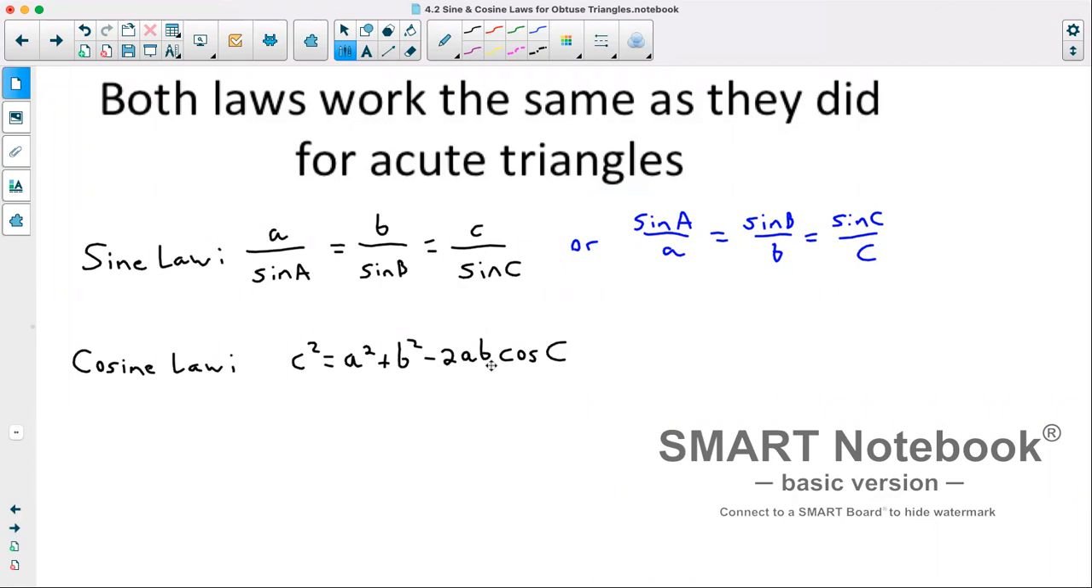So for the most part, these laws work the same way as they did for acute triangles. With sine law, there can be something known as the ambiguous case of the sine law, in which more than one possible triangle can be created, but we'll go through that in the next section of notes.